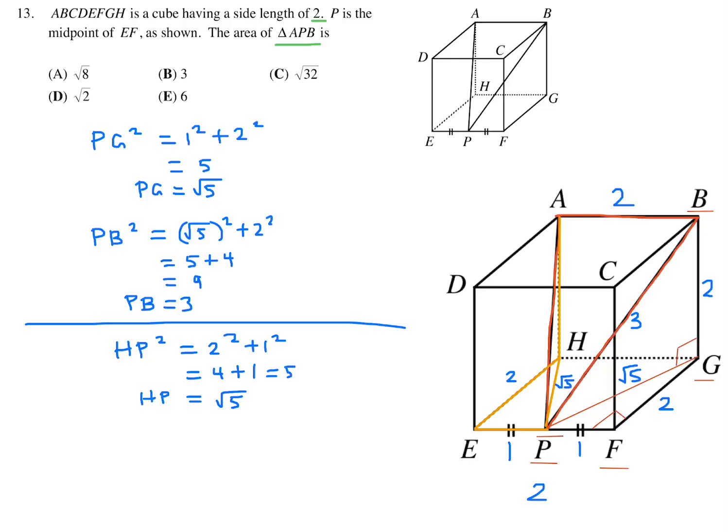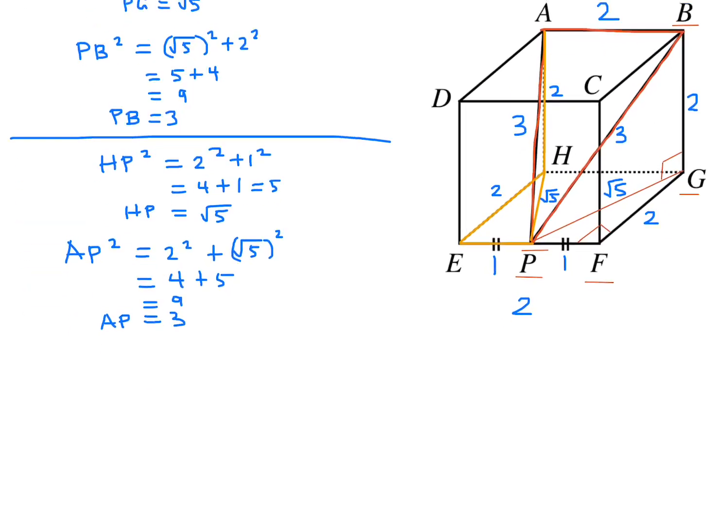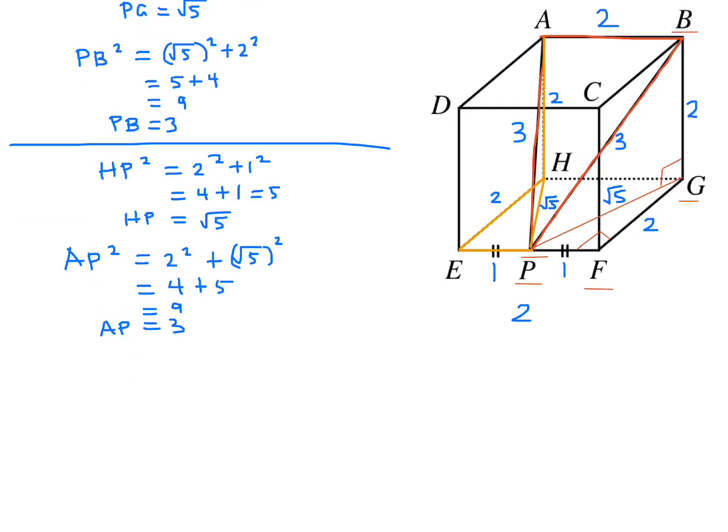And then now we can figure out AP. AP squared is equal to AH squared, which is 2, right? Because that's just the side length, plus root 5 squared. So this becomes 4 plus 5, which is 9, and therefore AP is equal to 3. There we go. Now we have all three sides. We have 2 for AB, 3 for AP, and 3 for PB.